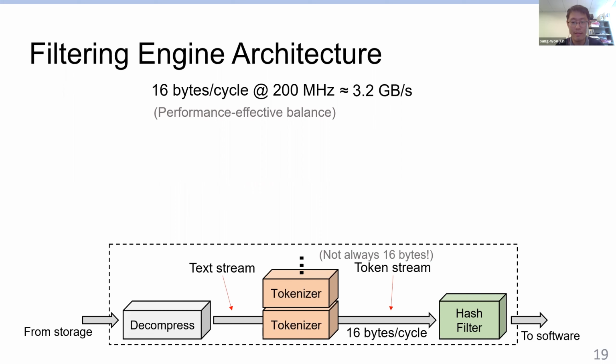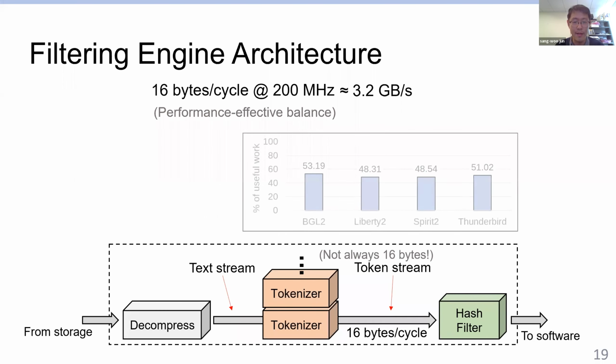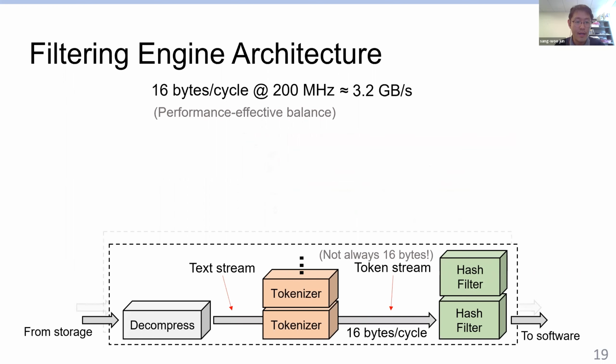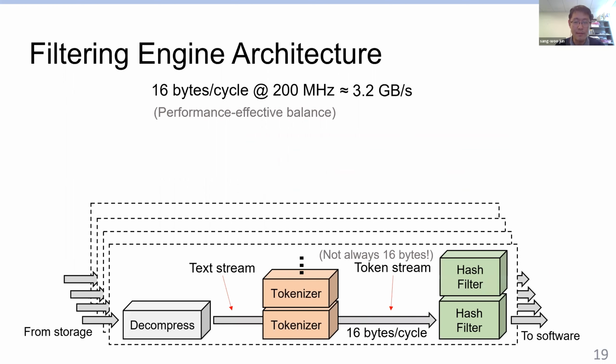They're not always making the best use of the data path. From our benchmarking, typically on at least HPC system logs, we seem to have about 50% effective bandwidth over the 16-byte data path. So the solution to this was simply to have 2 hash filters. And then we fit as many of these pipelines as we can fit on our target platform. In our prototype system, we were able to fit 4 pipelines, which would give us a theoretical peak bandwidth of 12.8 gigabytes per second.